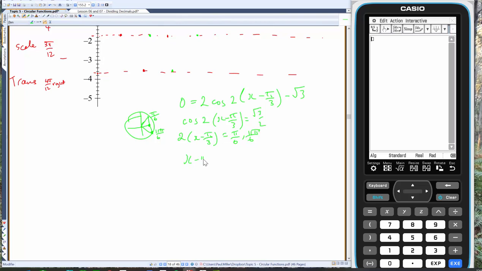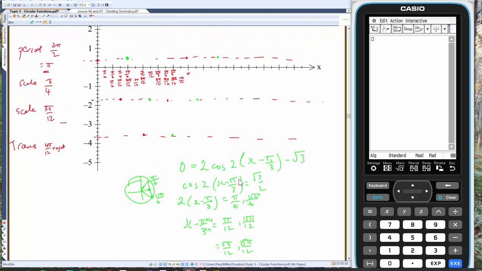And I'm going to say x take pi on 3 is equal to pi on 12 and 11 pi on 12. And I've just got to shift them, and that's the same as if I multiply that by 4 and multiply that by 4, both of those have got to have 4 pi on 12 added to them. So that's going to be 5 pi on 12, and this one is going to be 15 pi on 12. So let's go find those two locations, 5 pi on 12, which is there, and 15 pi on 12.